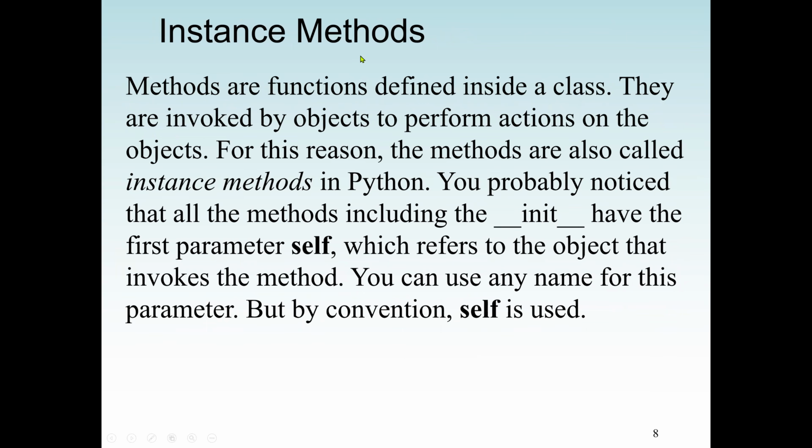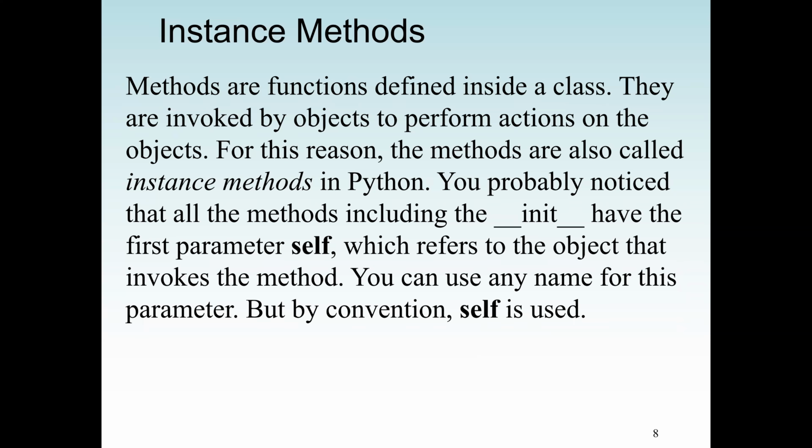We also have the instance method. These are methods, which are functions defined inside the class. Now, that's the difference between method and function. A function normally is a standalone group of instructions or statements that performs a specific task. But methods always belong to a class, always. So they are invoked by the objects. That's why we have circle1.getArea. getArea is the method because it belongs to the Circle class. And in order to invoke it, I have to have the object, dot or period, and whatever method. For this reason, the methods are also called instance methods in Python.